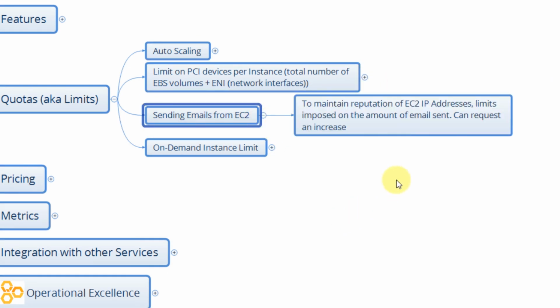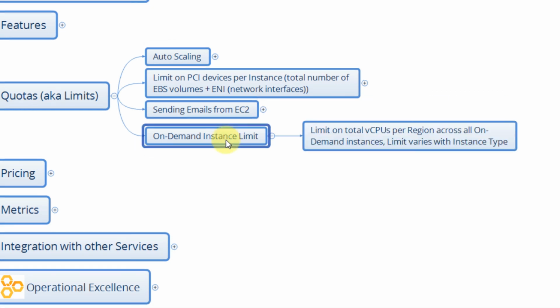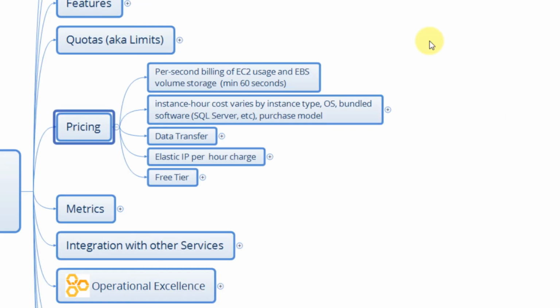When you send email from your EC2 instance, it's important for AWS to maintain the reputation of its IP addresses. AWS wants to avoid its IP addresses being designated as an email spam source. So there is a limit imposed on the amount of email that is sent. And there is a limit on the number of on-demand instances. So the total vCPUs per region across all the on-demand instances is limited, and the limit varies with instance type. Now, what are the pricing aspects? One of the neat features of EC2 is that it supports per second billing of EC2 instance usage as well as EBS volume storage.